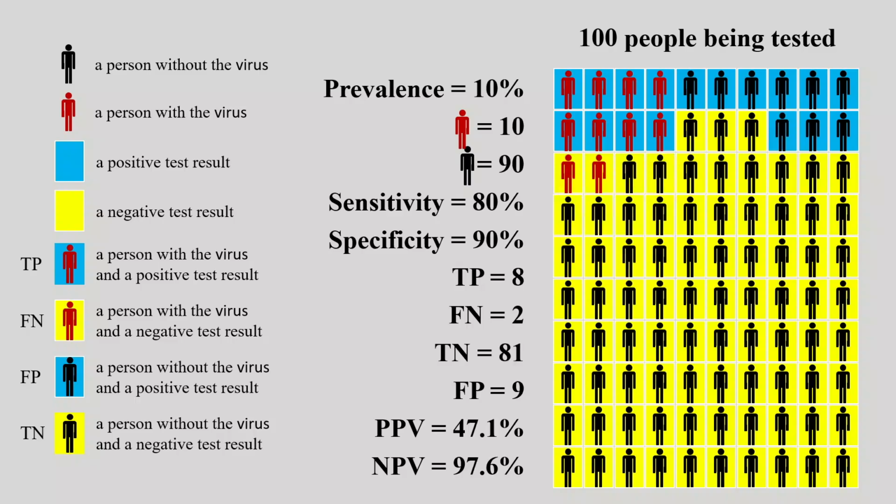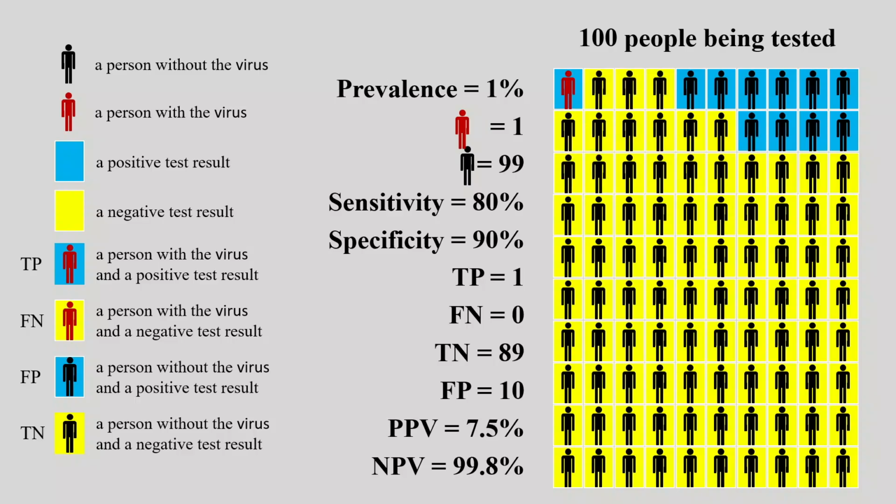Let's change the prevalence from 20 to 10%, but keep the sensitivity and specificity the same. Now the positive predictive value decreased from 66.7% to 47.1%, while the negative predictive value increased from 94.7% to 97.6%. Here's another example where we only change the prevalence, this time from 10% to 1%. The sensitivity and specificity remain the same.